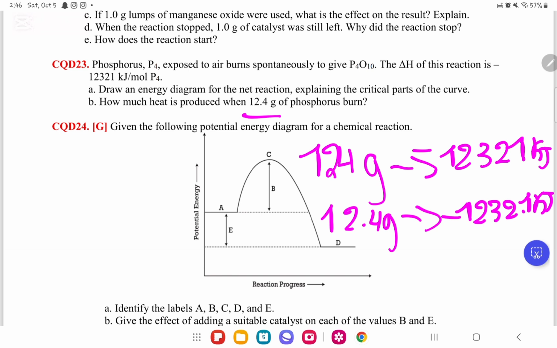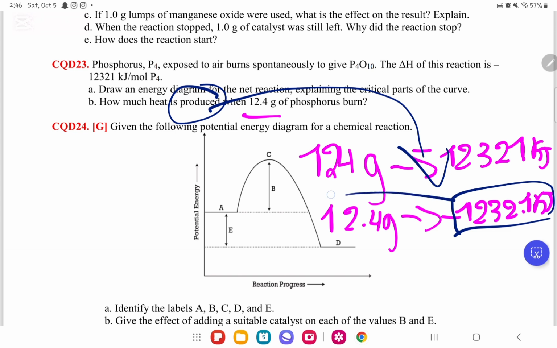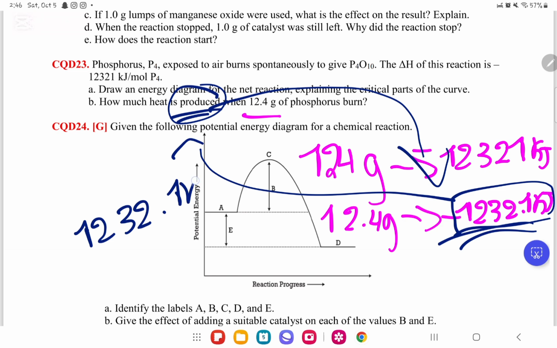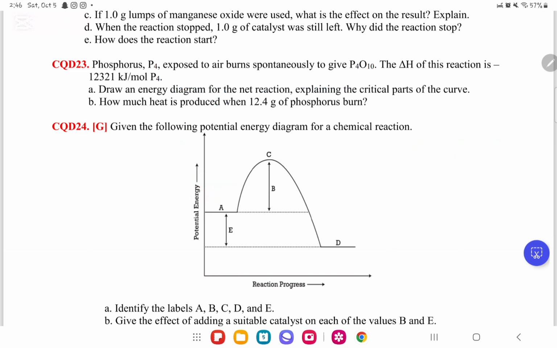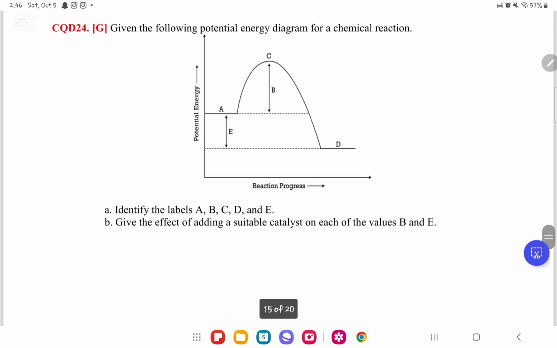But here they ask us how much heat is produced, how much heat is given in the products. If they tell us produced, released, given, formed, or anything in these terms, we will take the negative and we will change it to positive. Since it's exothermic, we will have heat in our products, so the heat produced will become 1232.1 kilojoules, not negative. So that was CQD number 23.